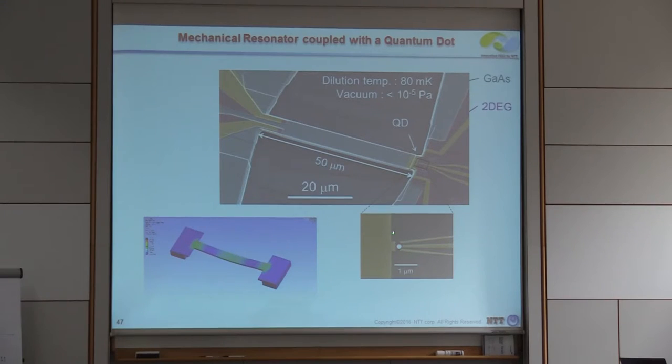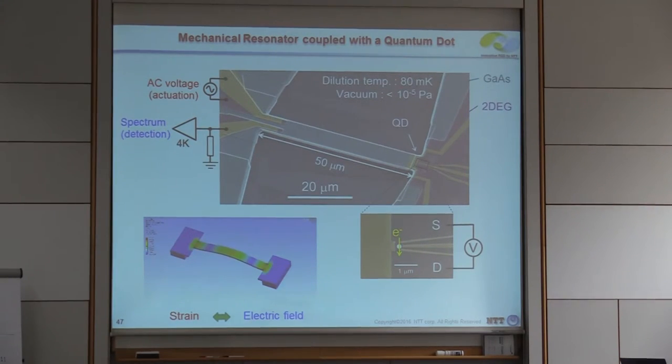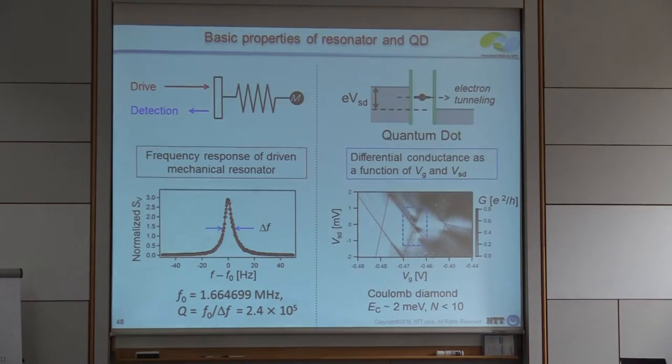And this is a quantum dot, and you are exciting the vibrations by this AC voltage, and you can detect this vibration by this spectrum also. And also we can detect this vibration by using this quantum dot transport, which I will show you later. And of course, you can apply voltage to source and drain, and you can see the quantum dot transport here. So this is the basic characteristics. So the mechanical motion is this one.